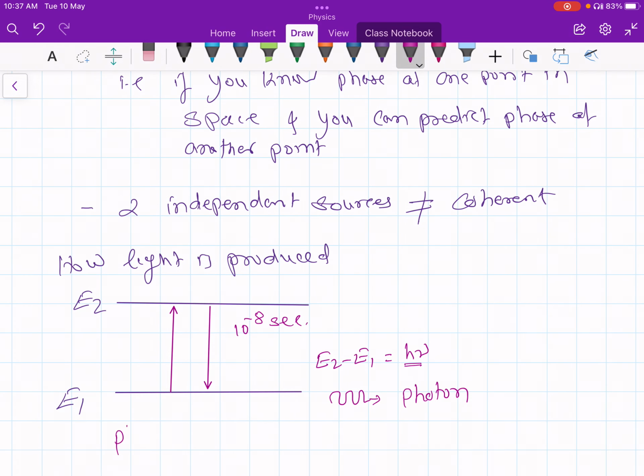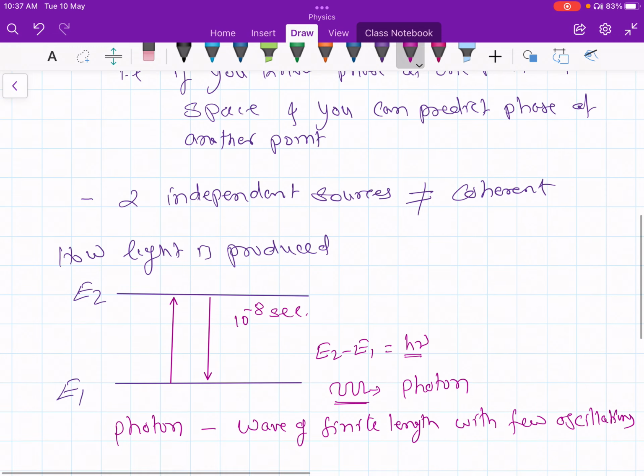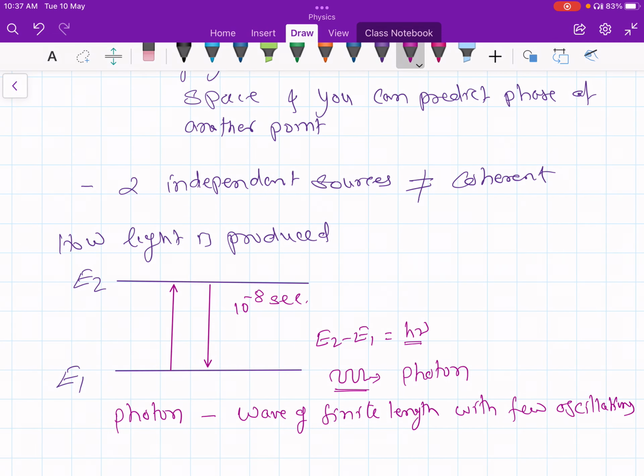But what is this photon? The photon is nothing but a wave of finite length. You can say that the photon is an energy packet. But what is in that energy packet? It is a wave of finite length with a few oscillations. As you can see here, there are a few oscillations for this wave, and these few oscillations are called the wave train.